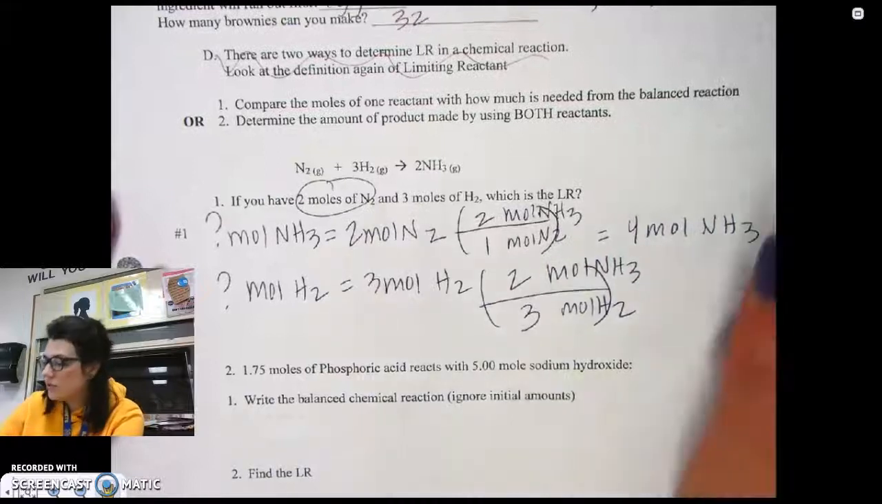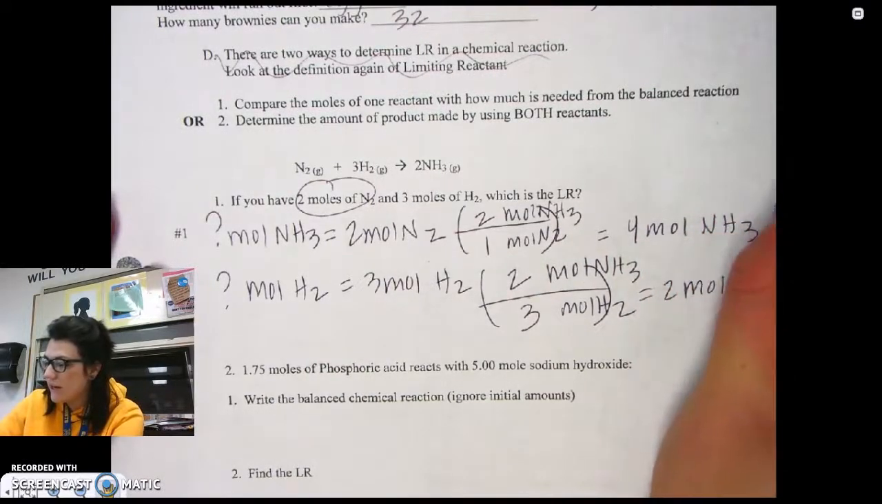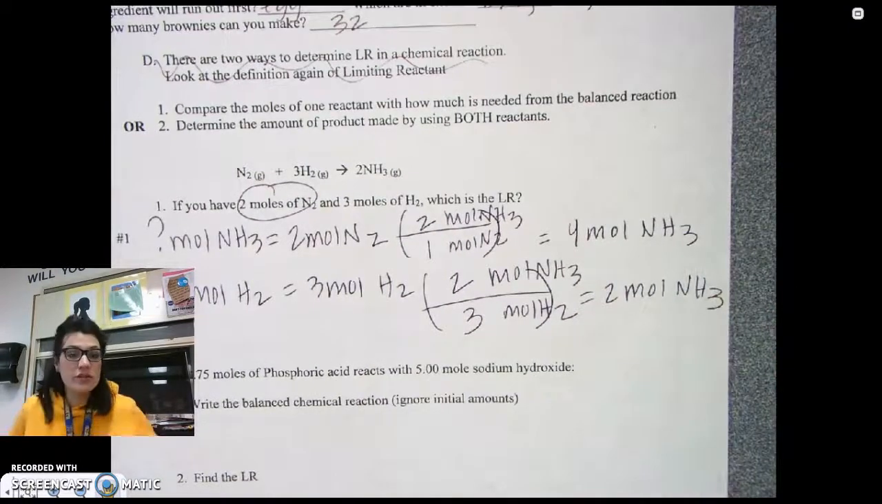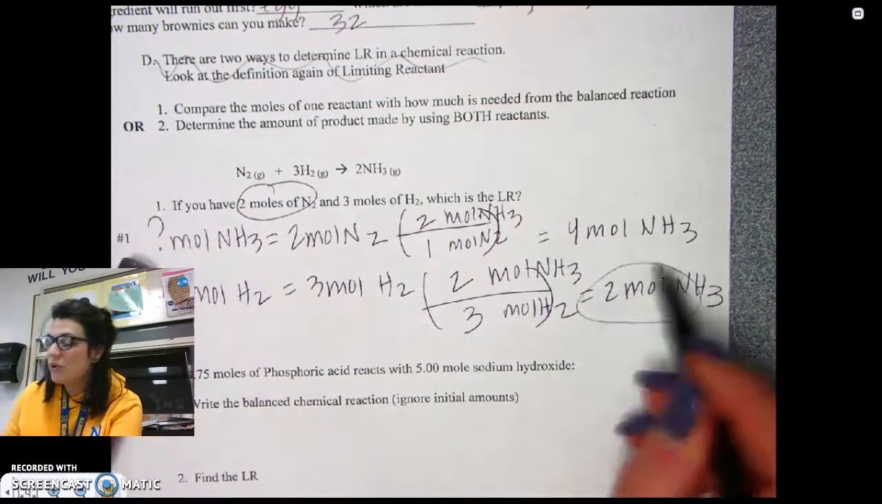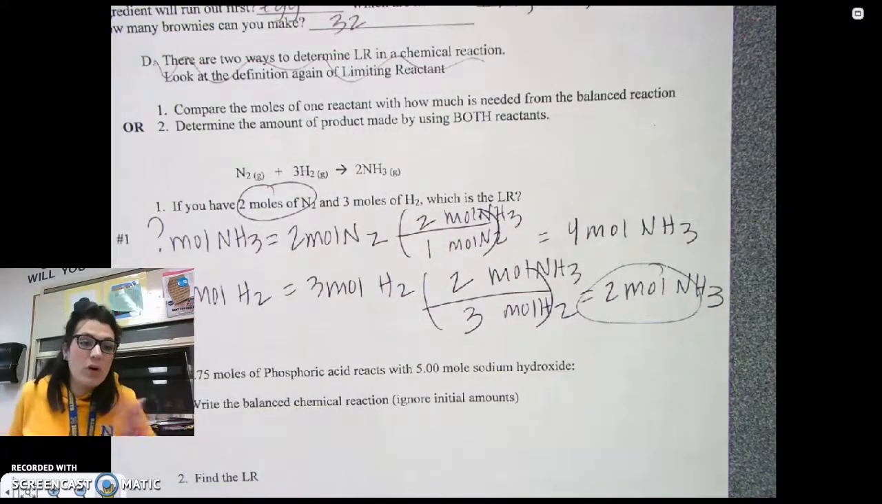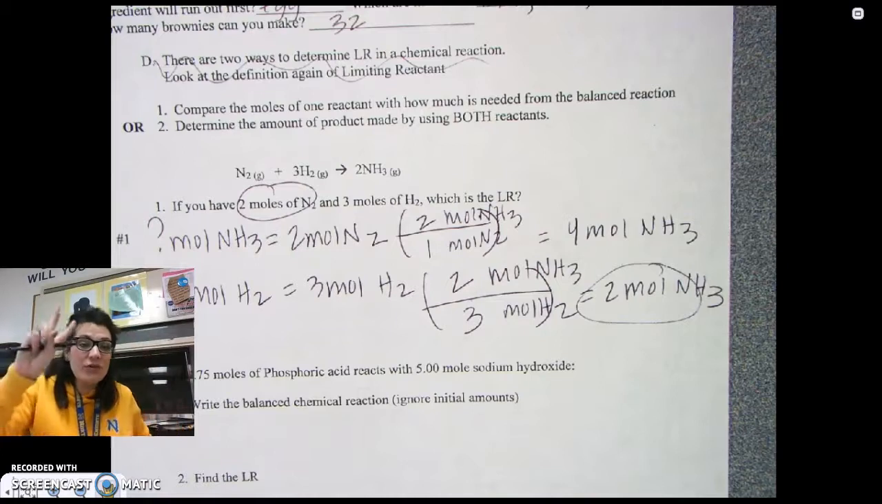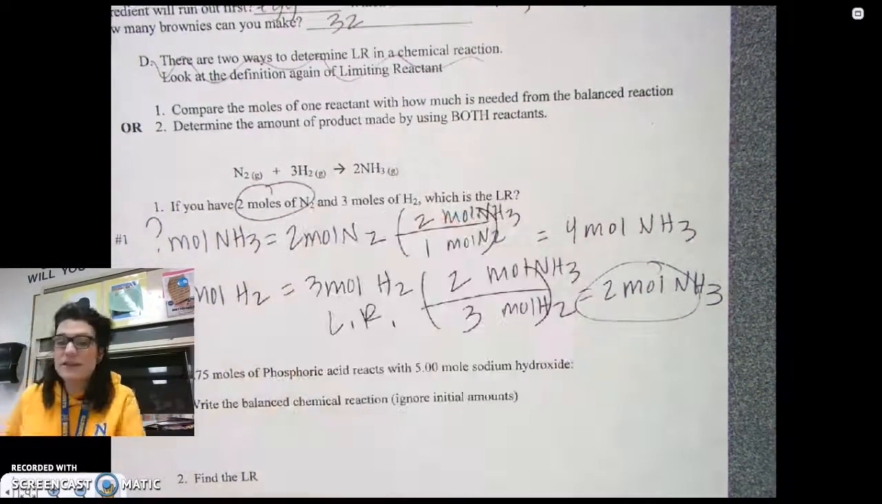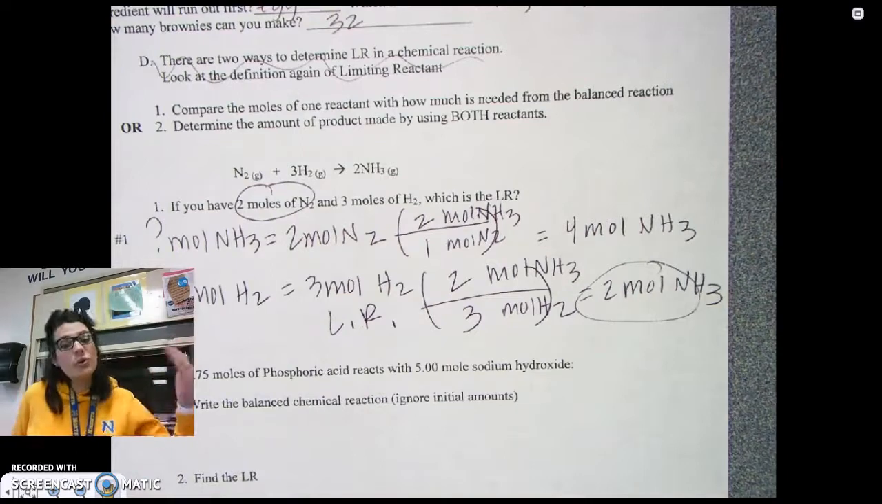6 divided by 3 is 2, so that means I can make 2 moles of NH3, okay? Now, I converted both of these to NH3, so now I can compare them. And what we notice is I can only make 2 moles, right? Kind of what we did up with our brownies. I can't make 4 moles. Technically, N2 can make 4, but H2 says no. I can only make 2, okay? I can only make 2 moles, so I'm going to stop the chemical reaction, okay? So in this case, H2 is the limiting reactant, and N2 will be in excess.